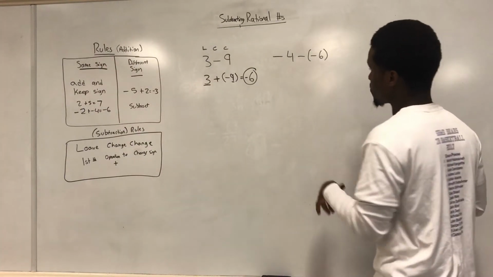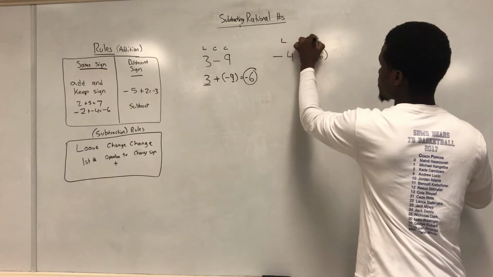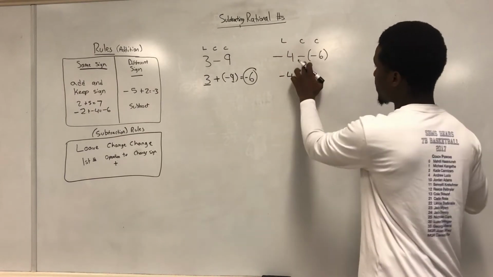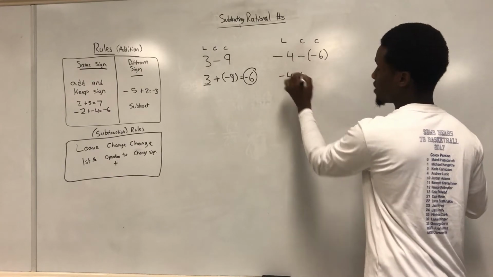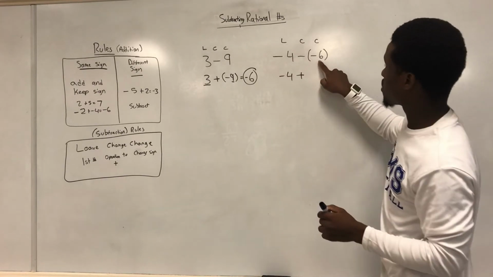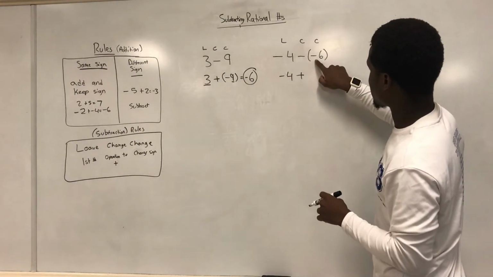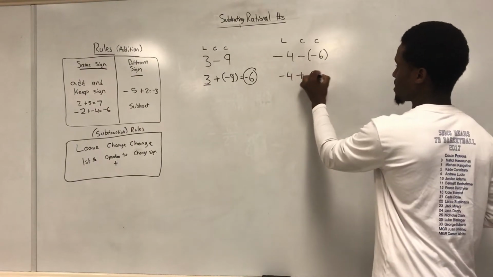Okay, let's go ahead and try this one. I'm going to leave, change, change. So I'm going to leave negative 4 as negative 4. I'm going to go ahead and turn a subtraction sign into an addition sign. And then I'm going to change the sign of my third number. So my third number is negative 6, so it now becomes a positive 6.